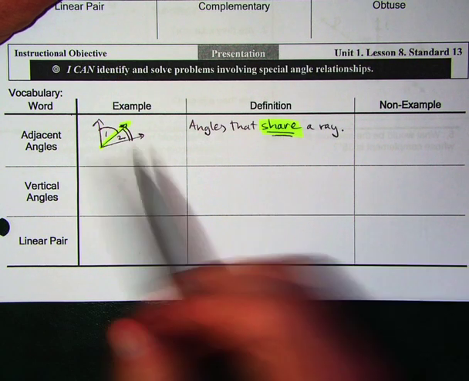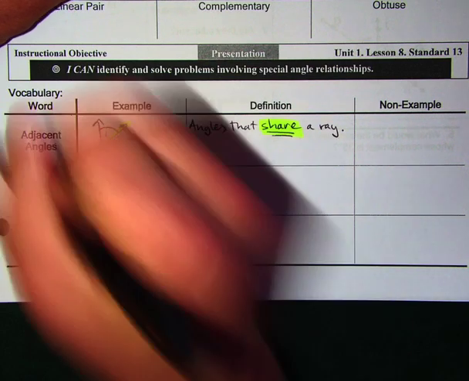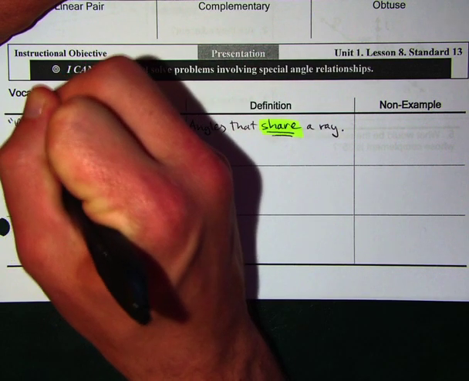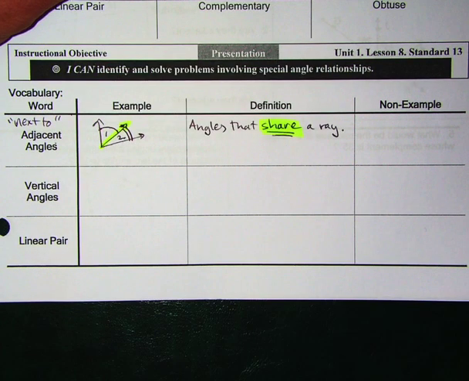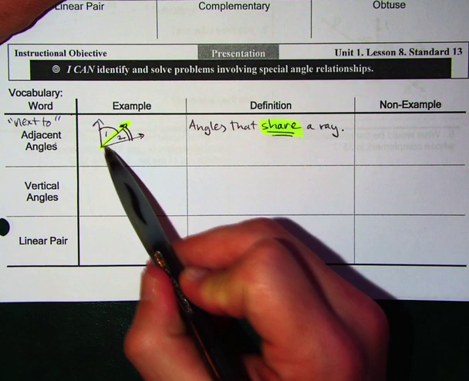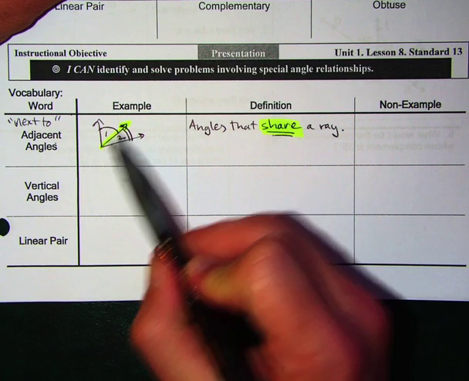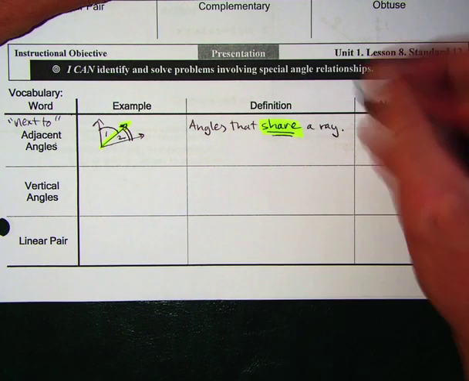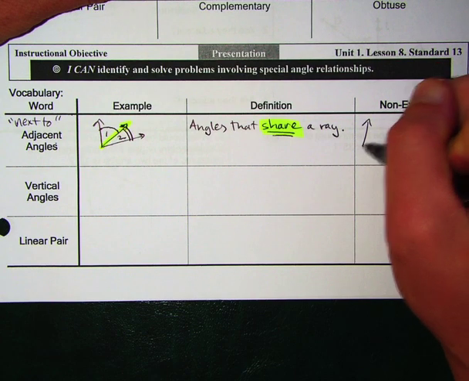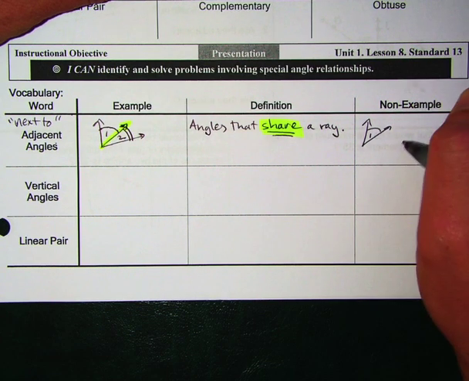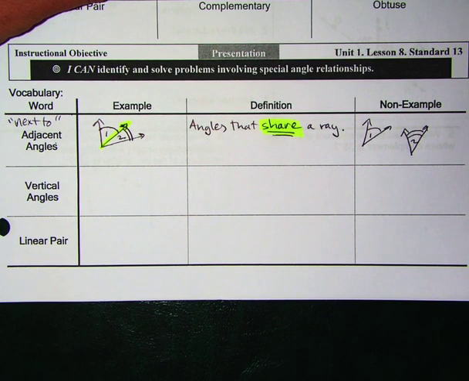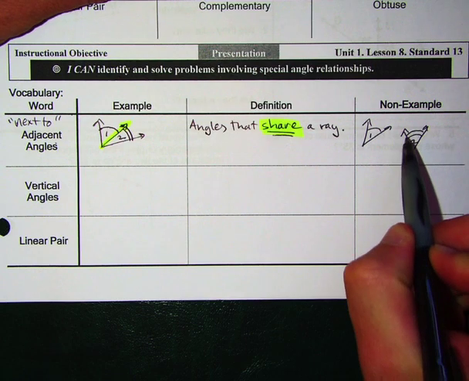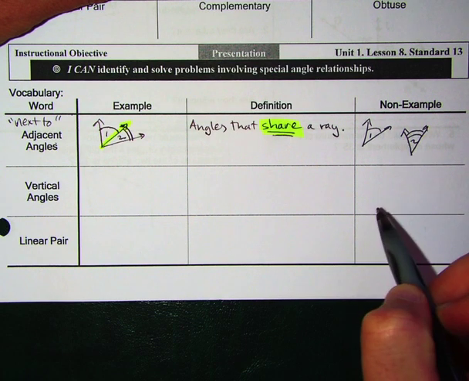A lot of people say that adjacent really means next to. So these two angles are next to each other. But specifically, it means they're going to share a ray if they're next to each other, touching like that. A non-example would be what happens if I put angle 1 right here and angle 2 right here. Are those adjacent? No, because they're not sharing this ray.